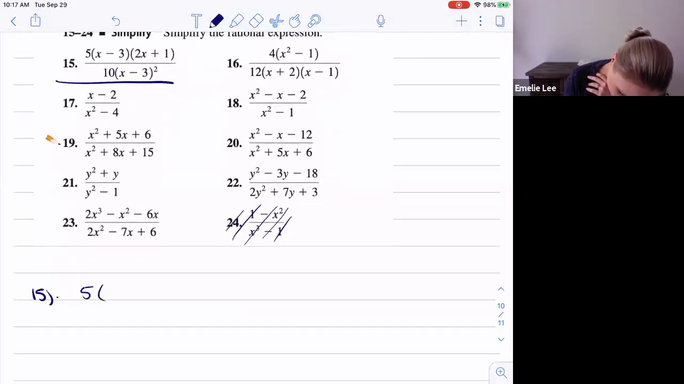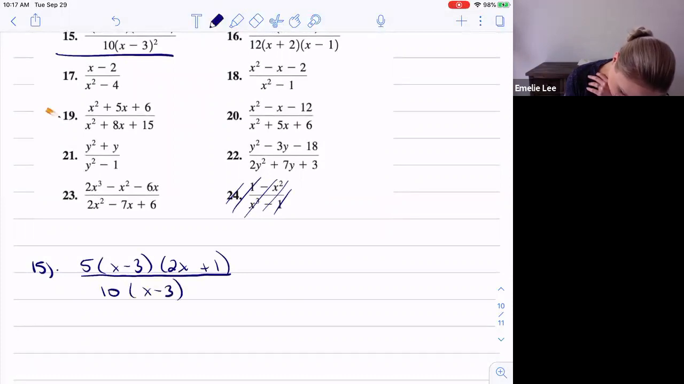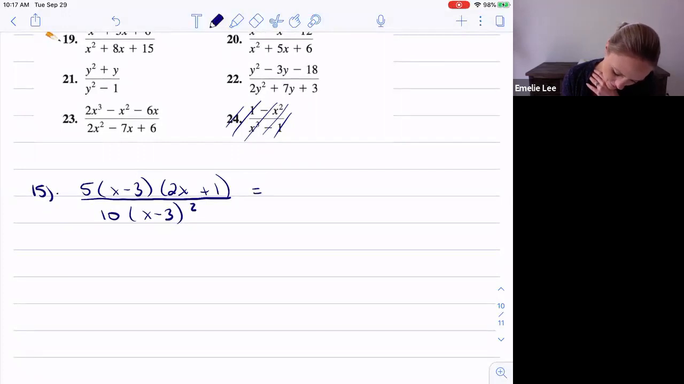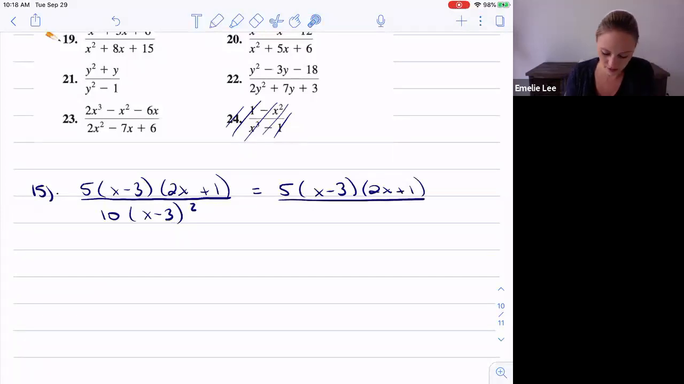15 is 5 times x minus 3 times 2x plus 1 divided by 10 times x minus 3 squared. Here, I'm going to scan and see that I've got an x minus 3 down here, but I've also got an x minus 3 up here. I can rewrite 10 as 5 times 2. So I get 5 times 2 times x minus 3 times x minus 3 in the denominator, since I've only got one x minus 3 up top and x minus 3 squared down here.